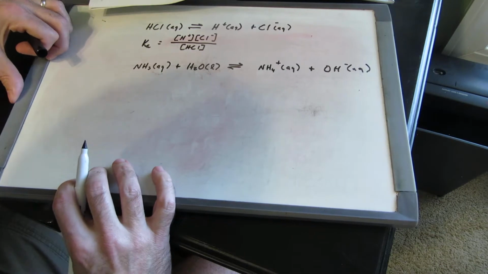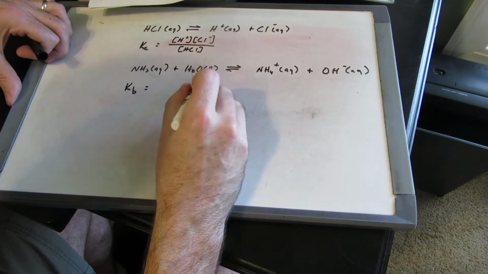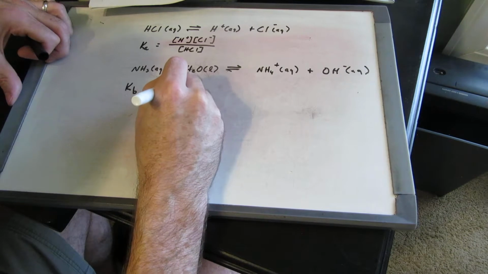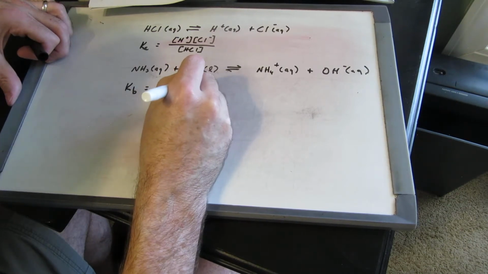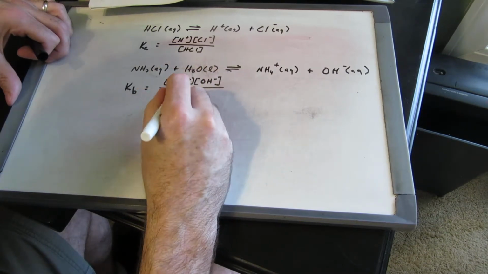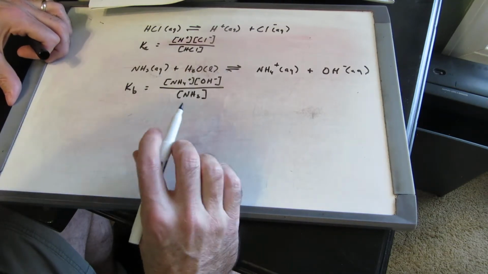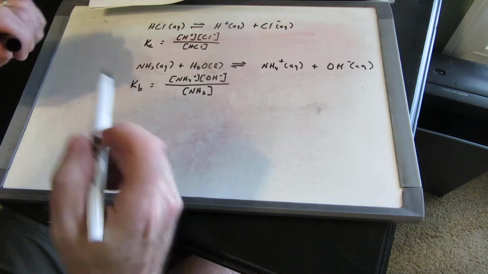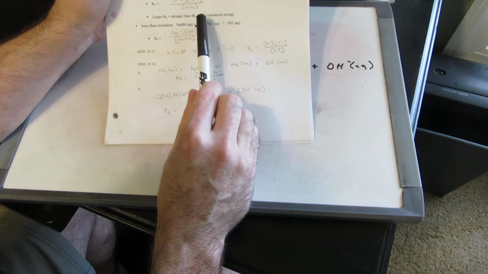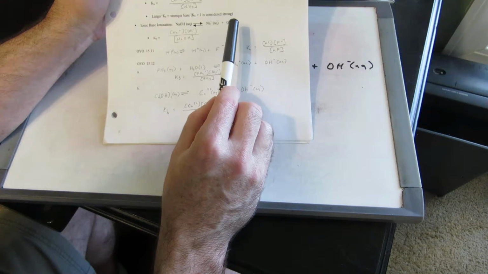All right, I hope you can see that. Okay, so K sub B in this case. Now remember, we don't use liquids in calculating K. So it's just going to be NH4 plus times OH minus, the concentration of that, over the concentration of NH3. Okay, we don't include the liquid water in that. Now just like for K sub A, a stronger base has a higher K sub B. So K sub B greater than 1 is considered a strong base.